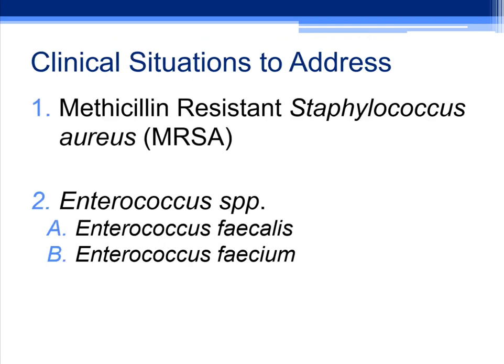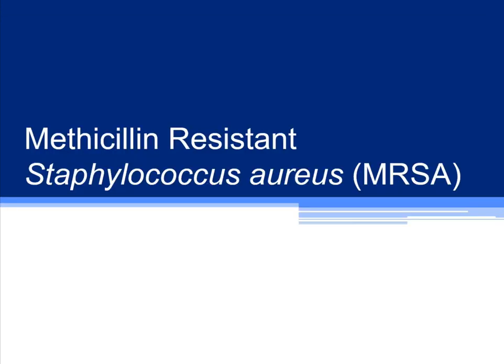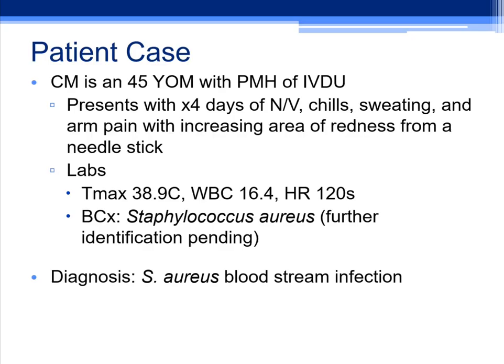So the first thing I'll do is clinically address two things: MRSA and then Enterococcus species, particularly focusing on faecalis and faecium. To start out with, we're going to jump right into MRSA. To give you a brief patient case, CMI is a 45-year-old male with a past medical history of IVDU. He presents with an infectious-like picture. He has a blood culture that shows Staph aureus, further identification pending. So he's diagnosed with a Staph aureus bloodstream infection, likely from his IVDU history.